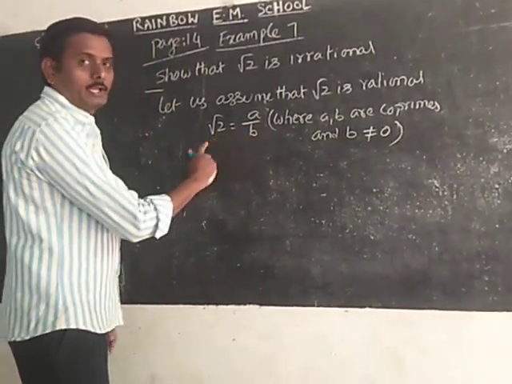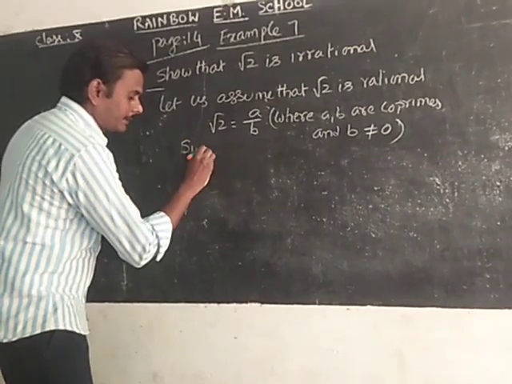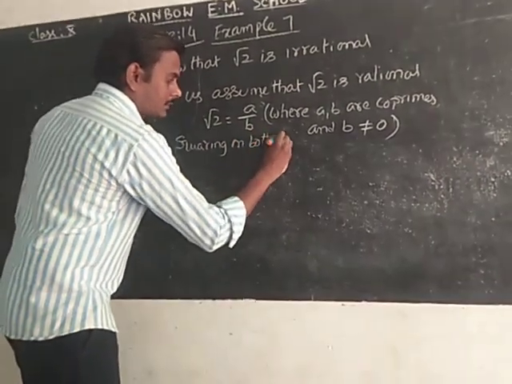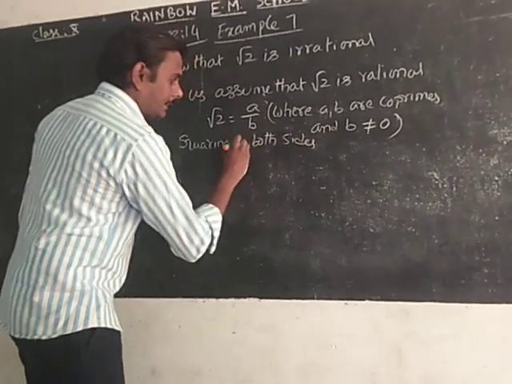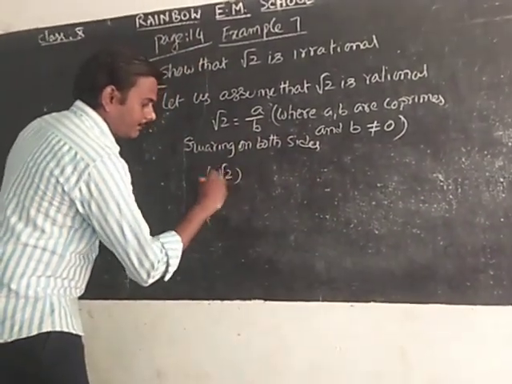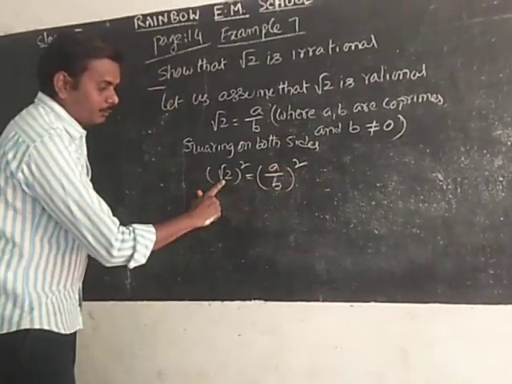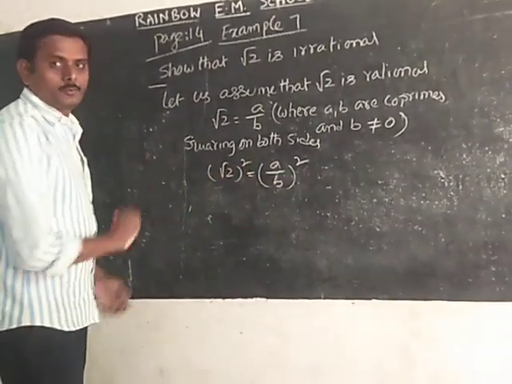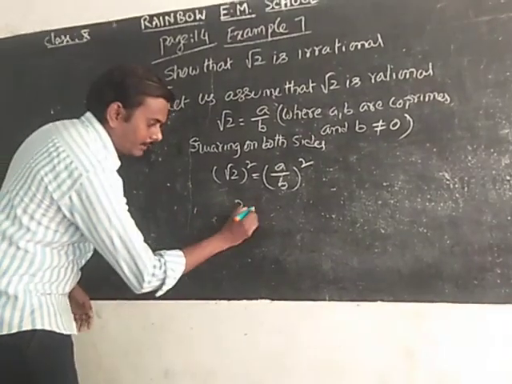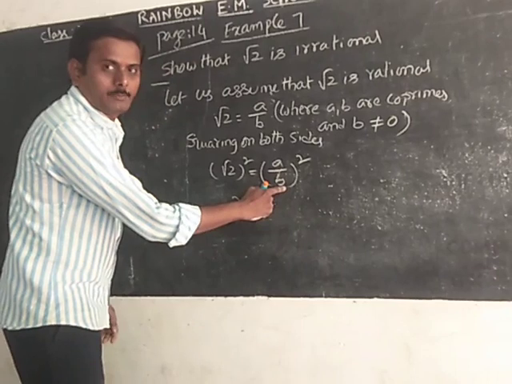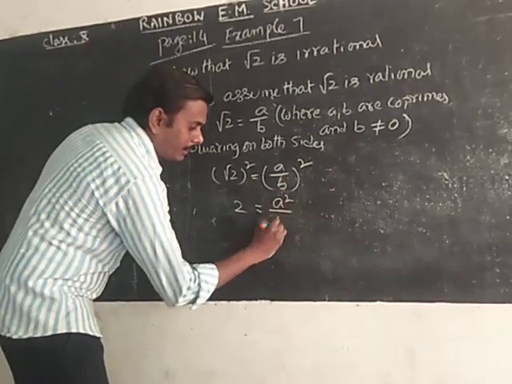Now we have to square both sides. That means root 2 square equal to a by b whole square. Root 2 square means root 2 into root 2, which is 2 only. A by b whole square means a by b into a by b, so we can write a square by b square.